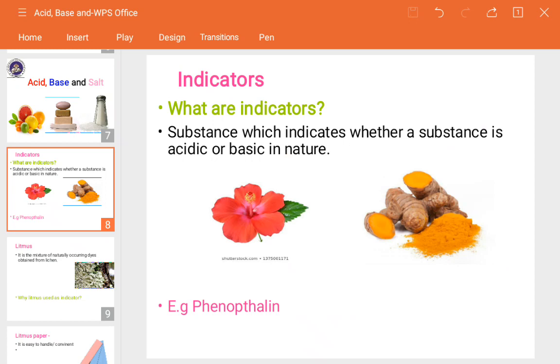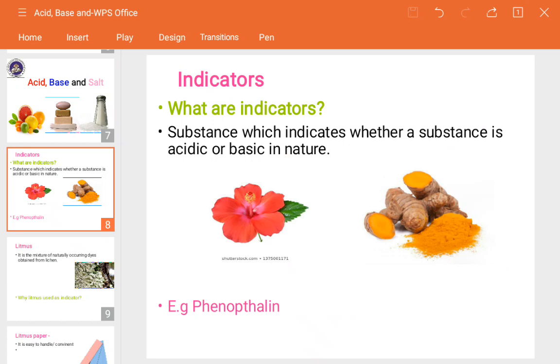Now, how can we identify? We cannot test every object and find its nature. Therefore, we use an indicator to find out with the help of some color. In the previous session, I told you that we cannot test everything. That may be harmful, that may be good. Some are harmful for our body. How can we identify which type of solution or substance it is? One way is testing by using indicators.